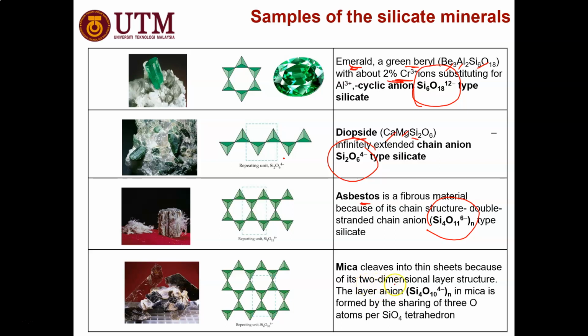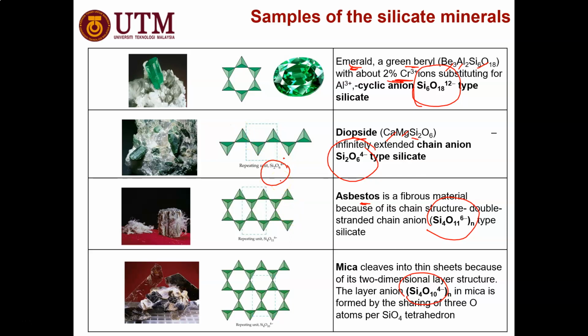And we also have mica, which is cleaved into thin sheet because of its 2-dimensional layer structure. So anion dia is actually Si4O10 4-. Okay, so diorang sama semua ni ada silicate tapi lain-lain dia punya repeating unit and susunan dia lain-lain.